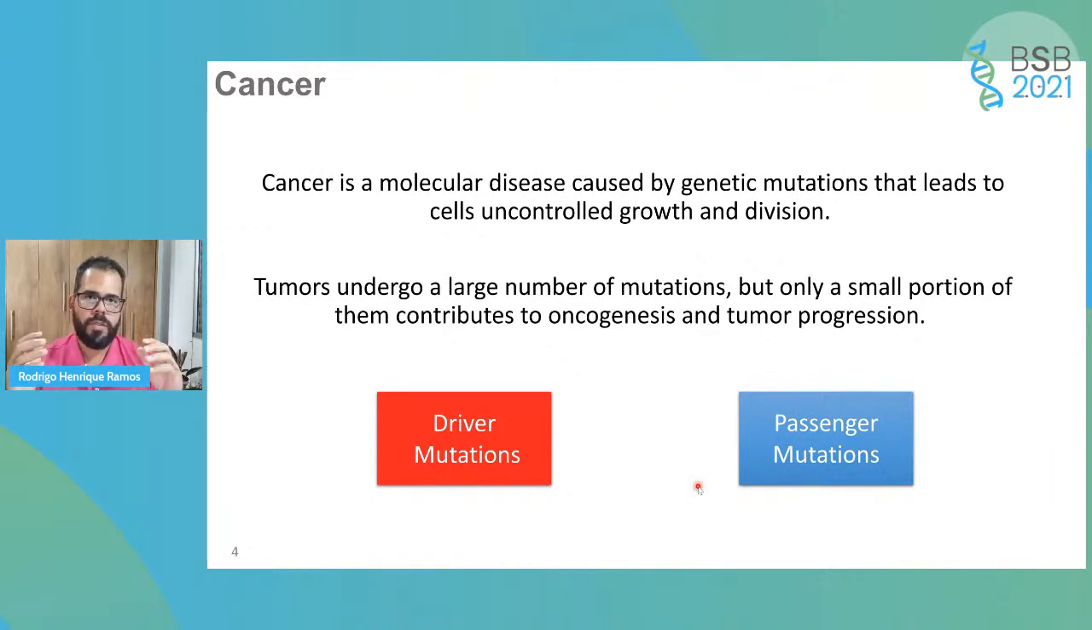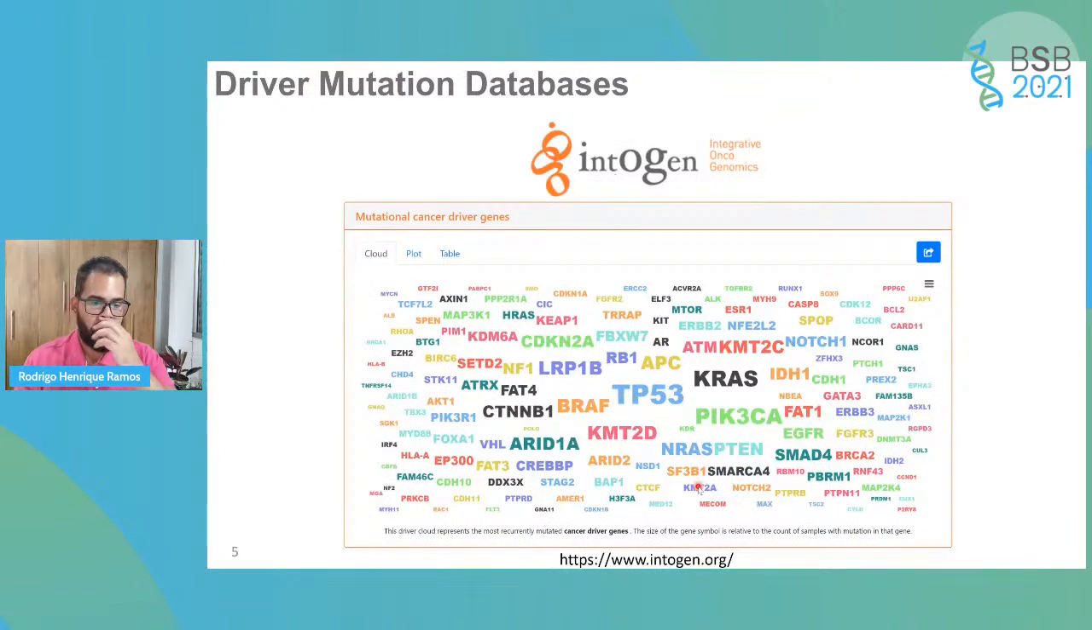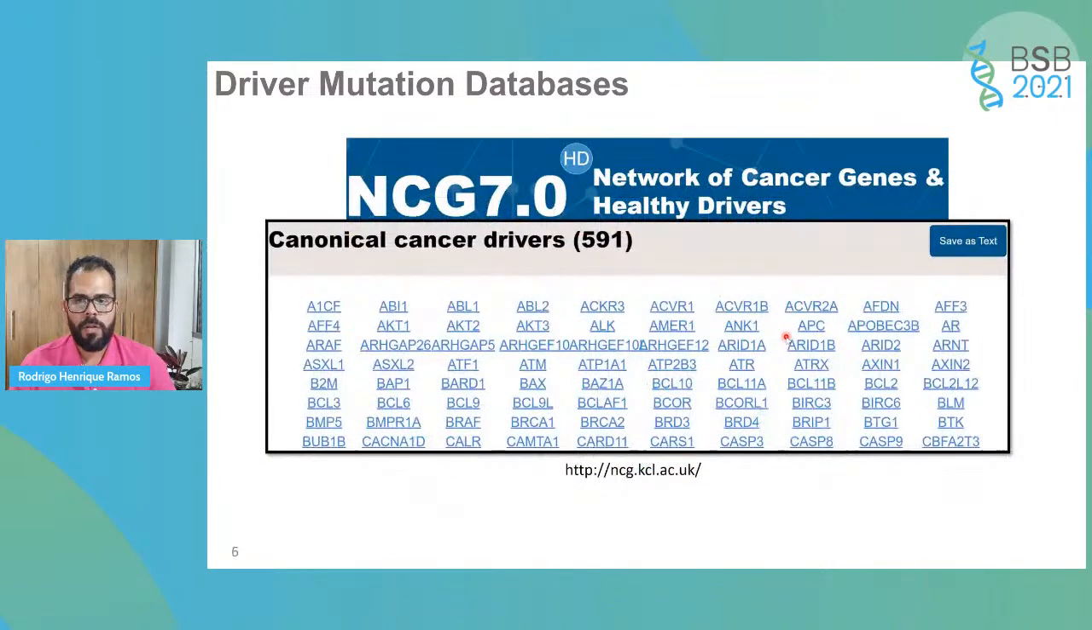We have some databases that make available lists of driver genes. One of them is the IntOGen. Here we see the cloud with the name of some genes, some famous cancer driver genes. And we also have the NCG that has a list of genes. There is a high intersection between these two databases, and we use the union between these two.